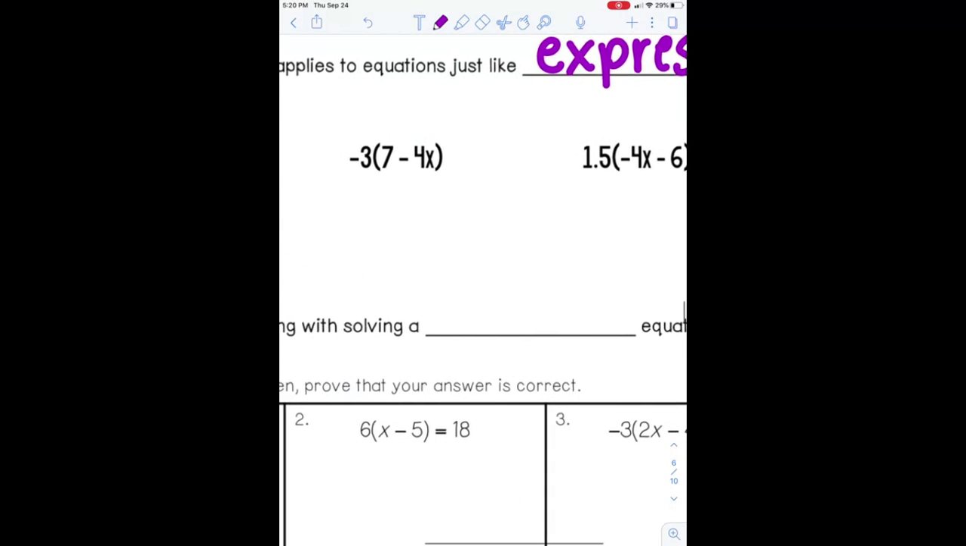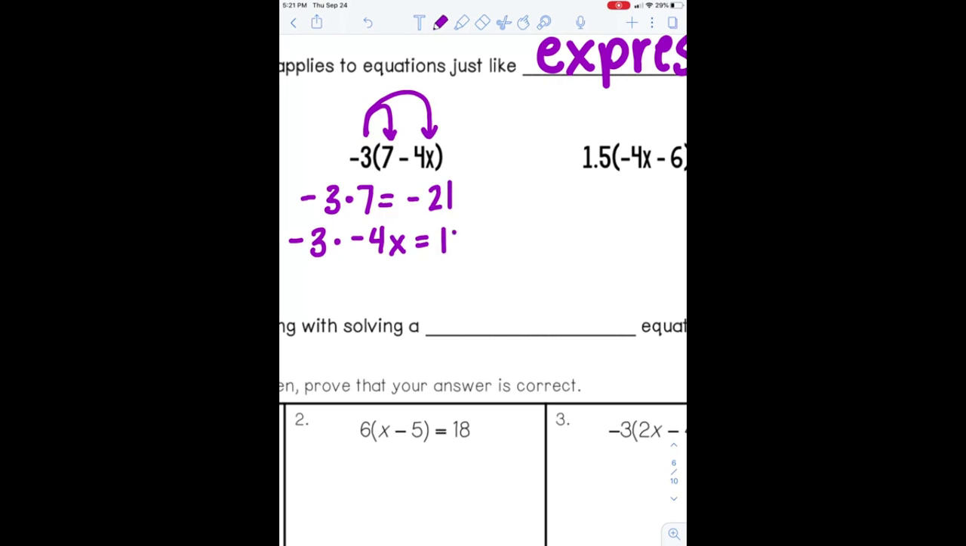Now over here, I have negative 3 times 7 minus 4x. So I'm going to do the same thing and distribute that negative 3 to both terms inside the parentheses. I'm going to take negative 3 times 7, and then I'm also going to take negative 3 times negative 4x. Negative 3 times 7 is going to give me a negative 21. And negative 3 times negative 4x is going to give me a positive 12x, because remember, a negative times a negative is a positive. So this is going to give me 12x minus 21.